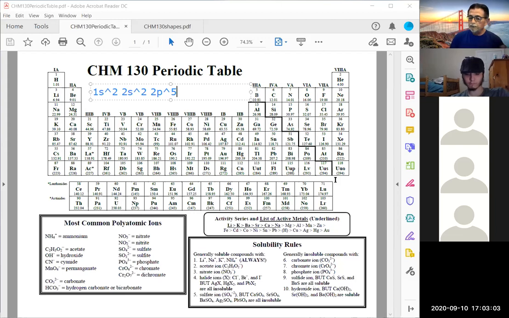Sodium, on the other hand, remember we talked about that? Sodium, which had this configuration, 3s1, has 11 protons and 11 electrons. When it loses that 1 electron, now it has 11 protons and 10 electrons. What's my net charge now?